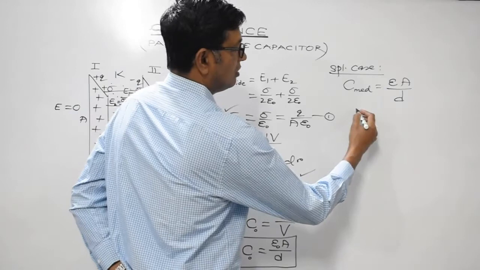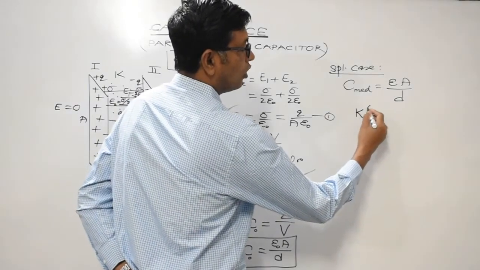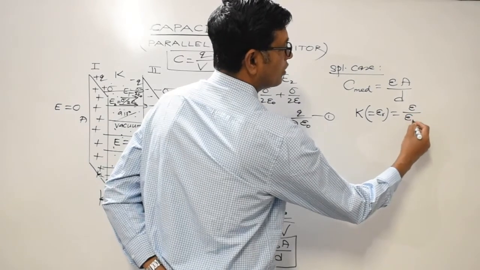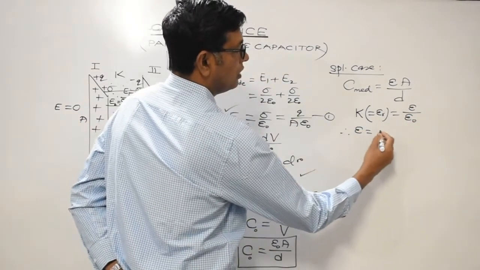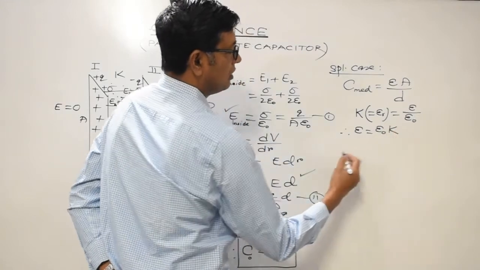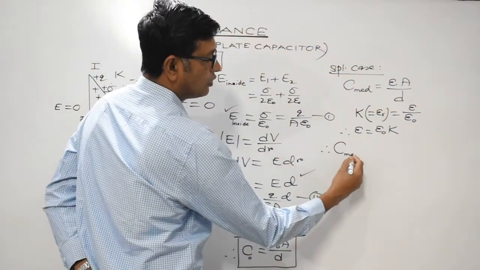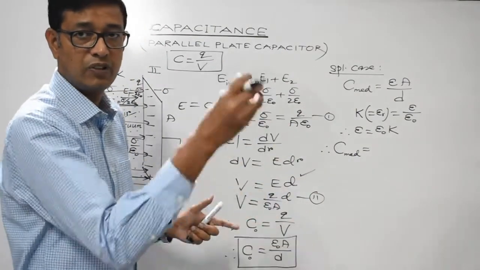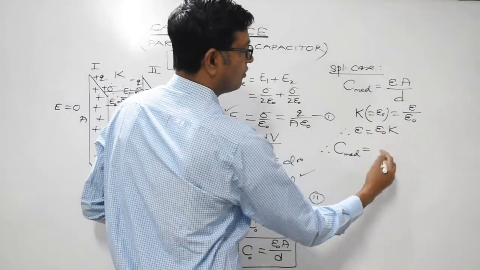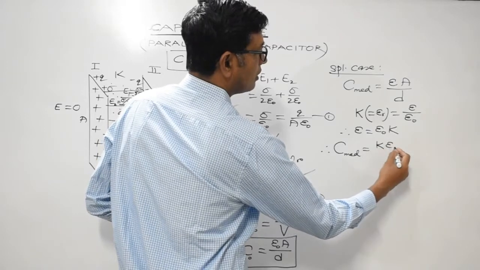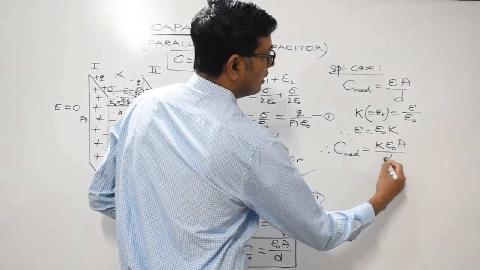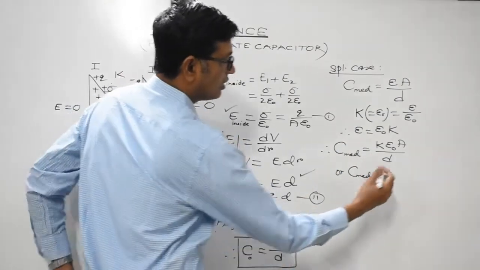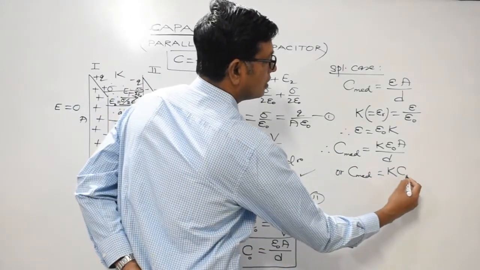And we are aware that the dielectric constant, or relative permittivity, is given by epsilon divided by epsilon naught. Therefore, it can be written in this manner, and hence the capacitance of the parallel plate capacitor, in case the space between them is filled with some medium having dielectric constant K, would be given by K epsilon naught A by d. Or let's compare these two. What you get is K C naught.